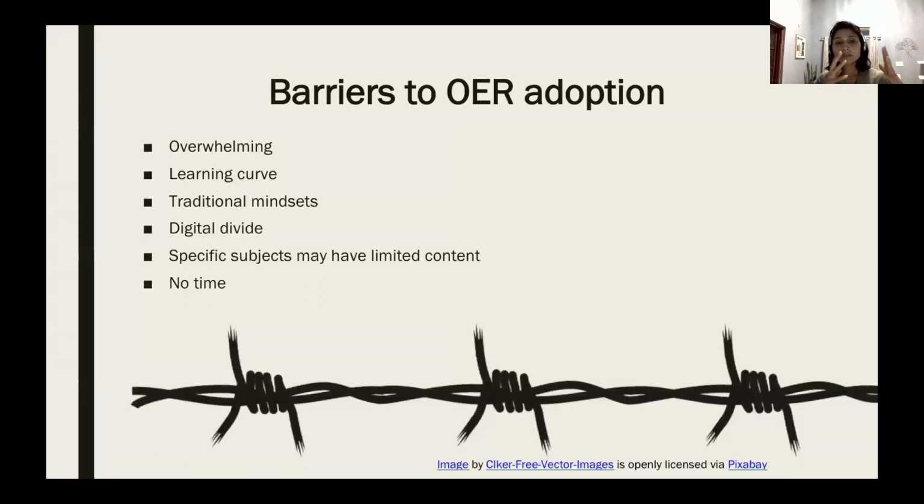Now, although OER is used and it is becoming popular day by day, it is becoming very useful.